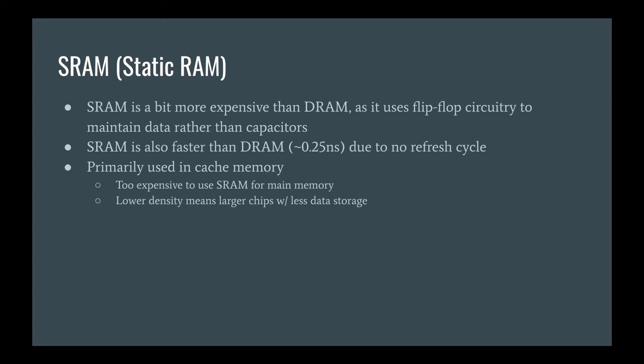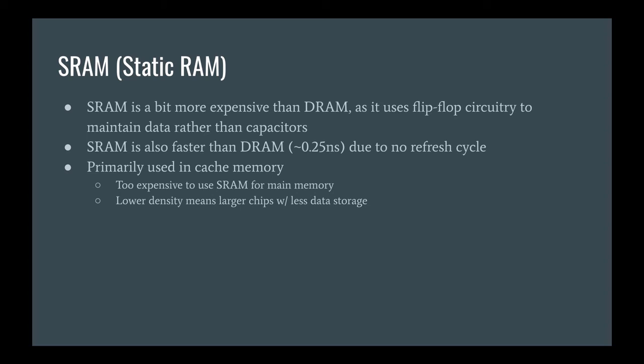But because it doesn't have that capacitor that needs to be continually refreshed, it's much, much faster. So on the order of tenths of a nanosecond to work with versus milliseconds for a standard DRAM. Because it's so fast and because it's so expensive, this memory, SRAM, is more commonly used as cache memory. So if you remember when we were talking about CPUs, we talked about the level 1, level 2, level 3 caches. This is what's actually performing that cache storage of data, is your SRAM.